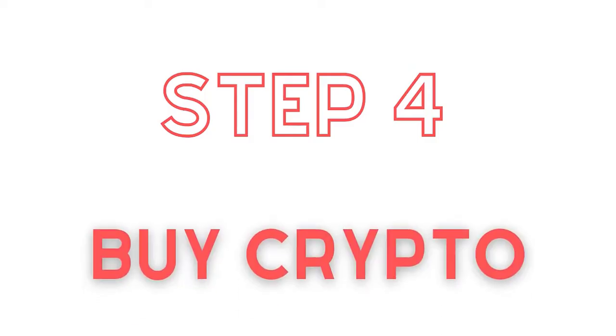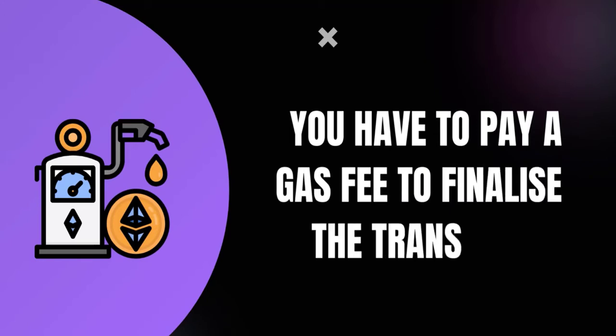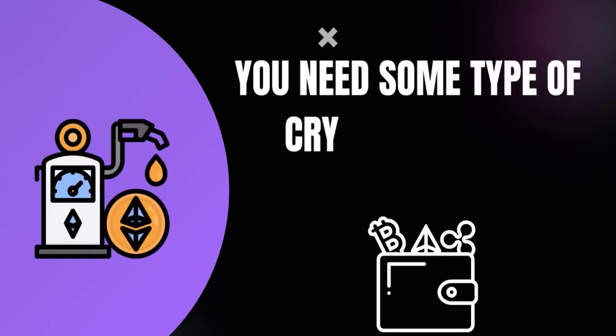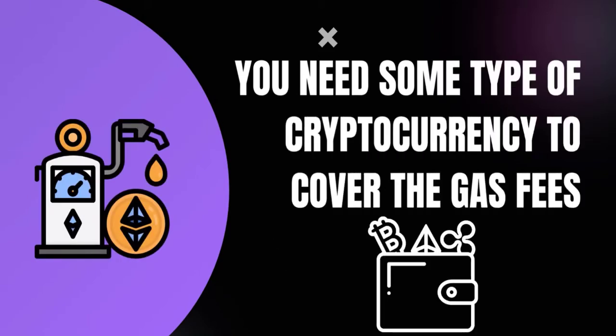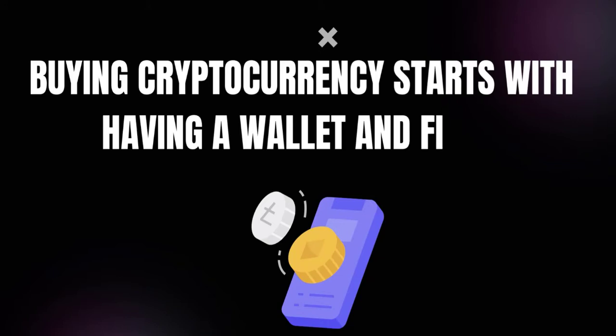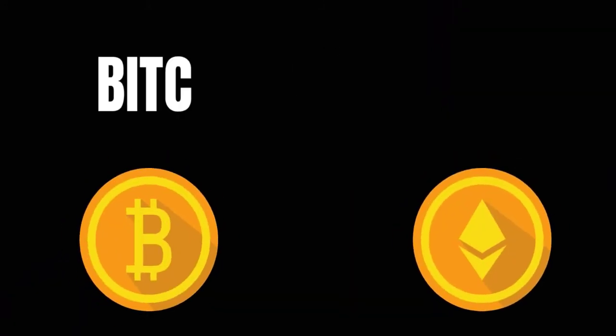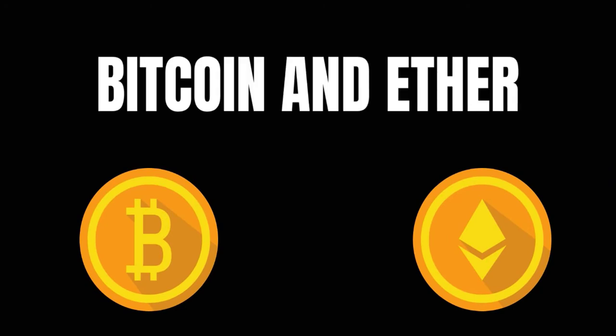Step 4. Buy crypto. To tokenize a digital file and put it on a blockchain, you have to pay a gas fee to finalize the transaction. Depending on the marketplace you choose, you need some type of cryptocurrency to cover the gas fees. These fees vary by the second. Buying cryptocurrency starts with having a wallet and finding an exchange. Exchanges vary in what coins they offer, but you can count on almost everyone having Bitcoin and Ethereum. Once you're signed up with the exchange and connect your digital wallet, simply deposit funds in the approved methods and select the currency you want.